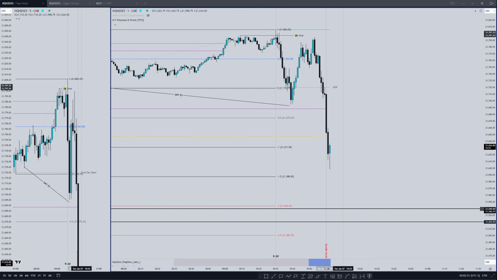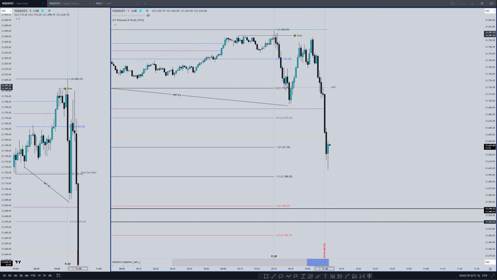What is this down at? 21,540. There you go. Tiny gap filled. See if we want to use that for an IOFED lower. So good day, at least for me, to study.